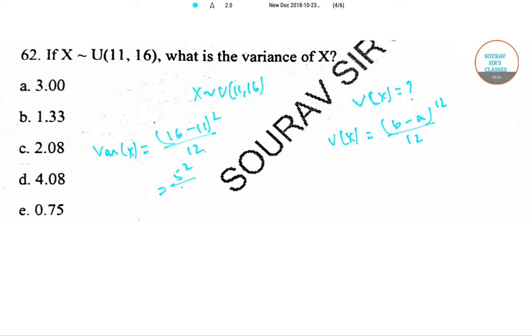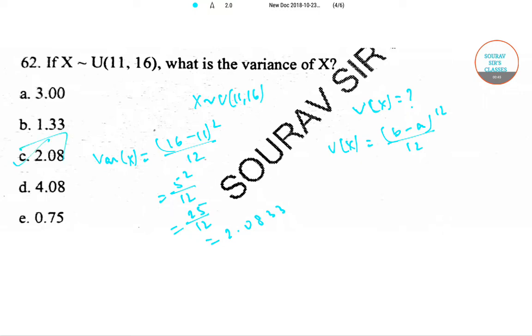This is actually 5 squared by 12, which is equal to 25 by 12, which is equal to 2.0833. So option C is the correct answer.